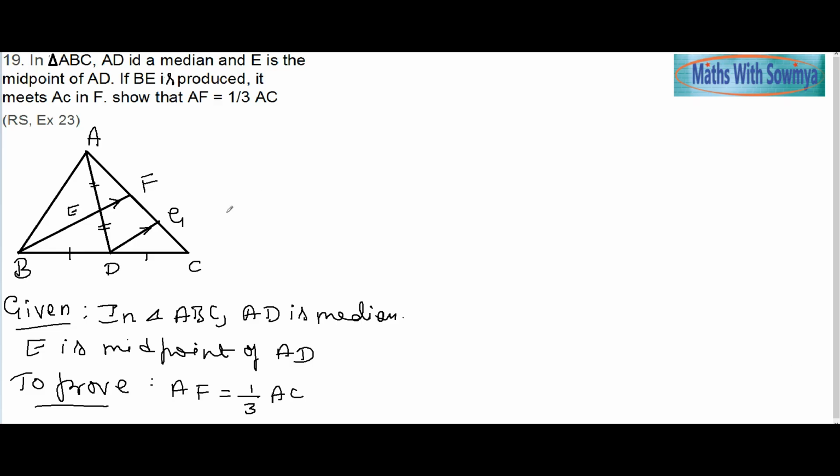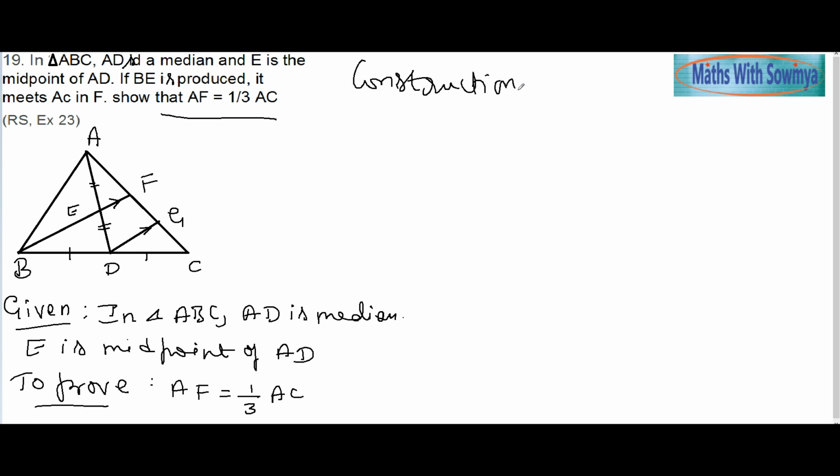This question is from R.S. Agarwal, example 23. So in triangle ABC, AD is the median and E is the midpoint of AD. This is the midpoint and this is the median. So BD is equal to DC, AE is equal to ED, and BE is produced to F. So we have to show this. I have taken the given and to prove.